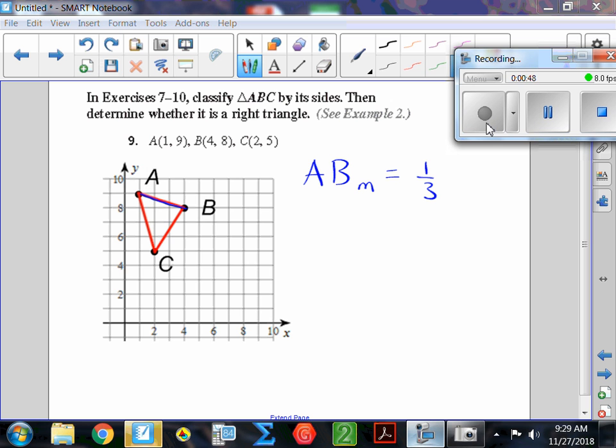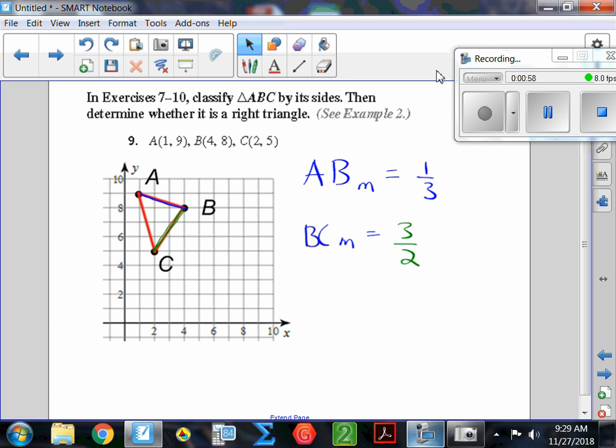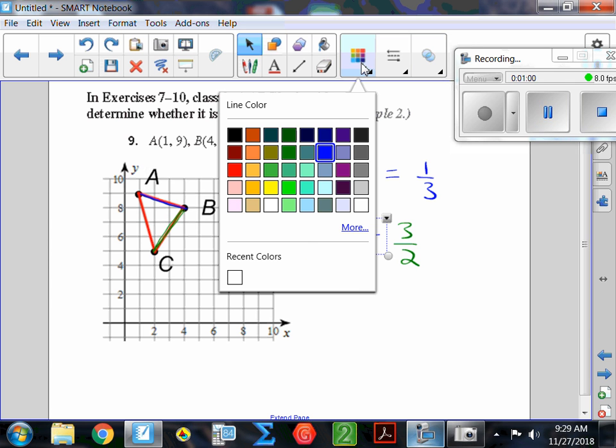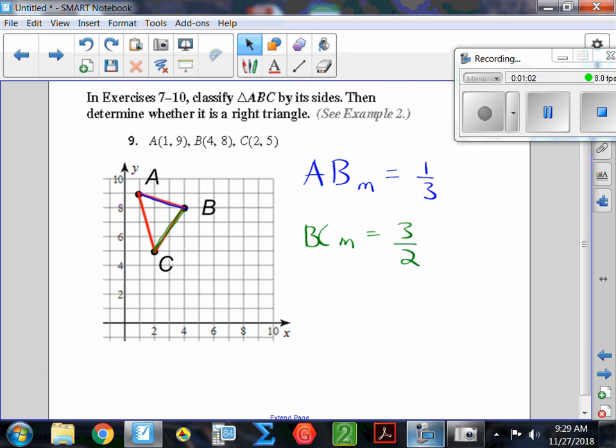If I find the slope from B to C, that slope is equal to 3 over 2. And change my BC color to match my green. So BC slope is equal to 3 over 2. And then AC, the slope of AC, is equal to 4 over 1. Again, I know that's a negative 4 over 1.